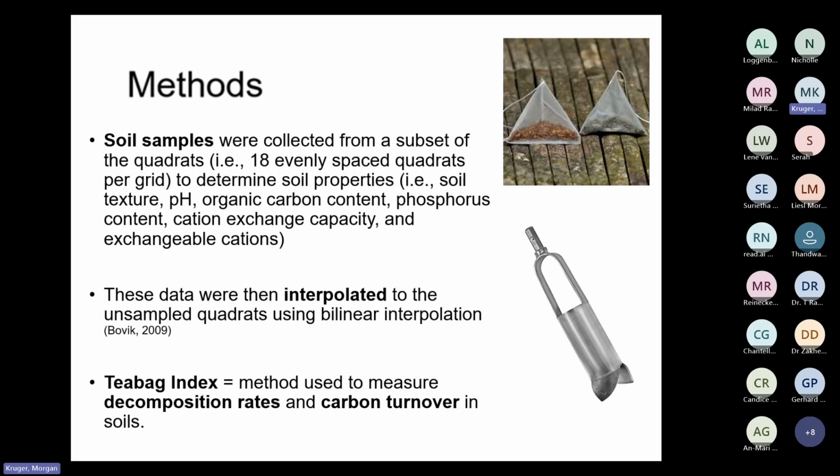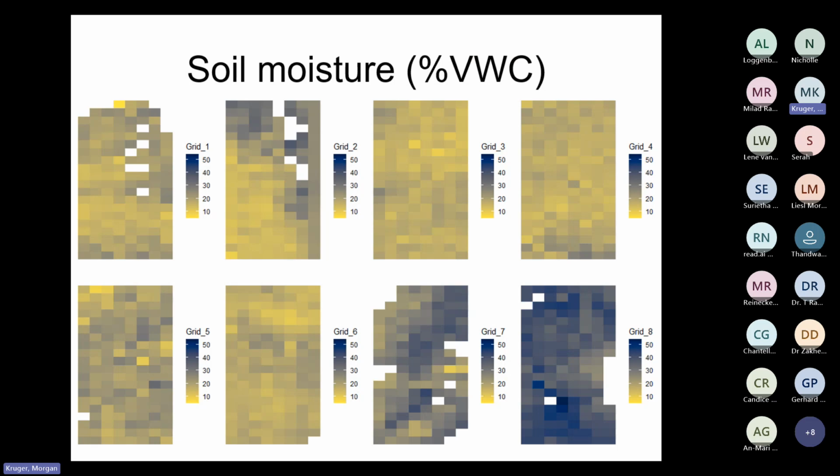Then the last thing we did for these grids was we measured the rates of decomposition or carbon turnover, and we used something called the tea bag index, and it involved burying rooibos and green tea in several cells in each of these grids. And why am I now telling you about ecology? Well, this is basically just to introduce you to heterogeneity before I move on to agricultural fields.